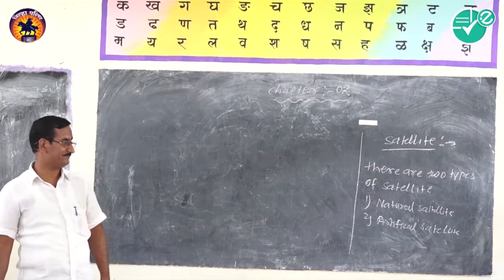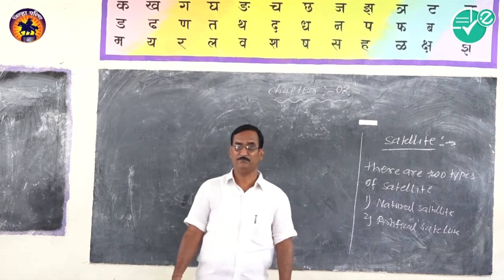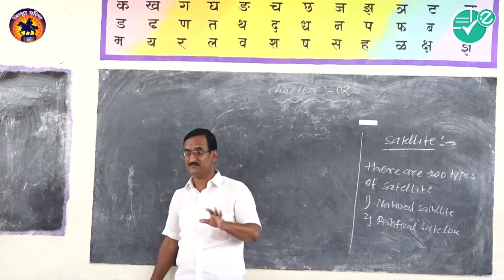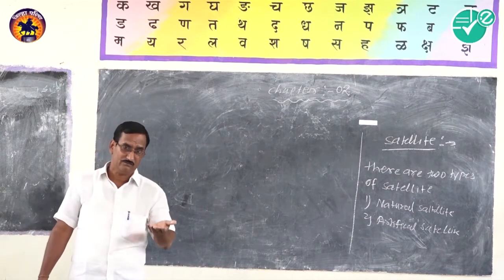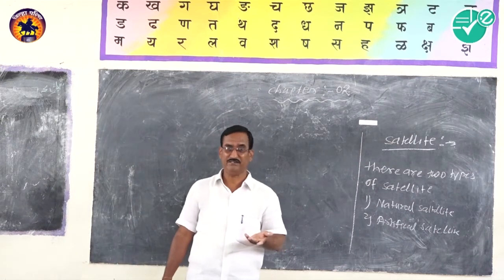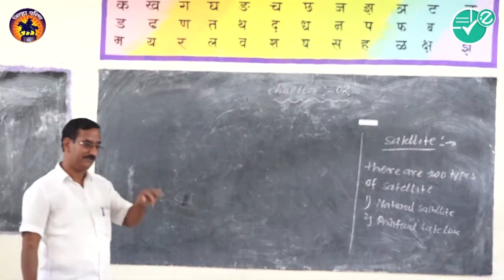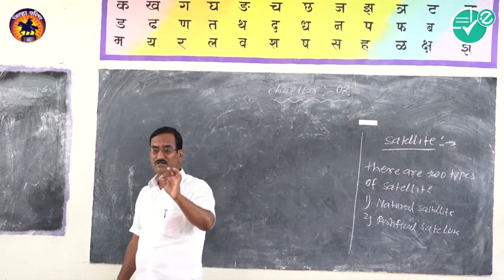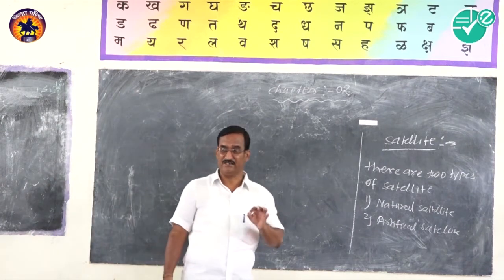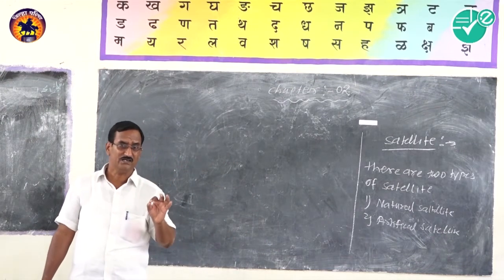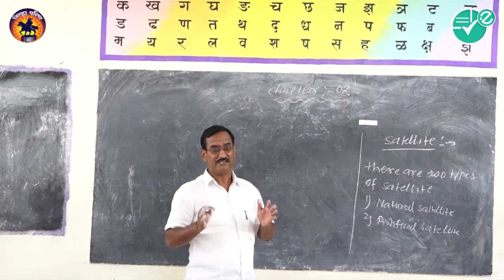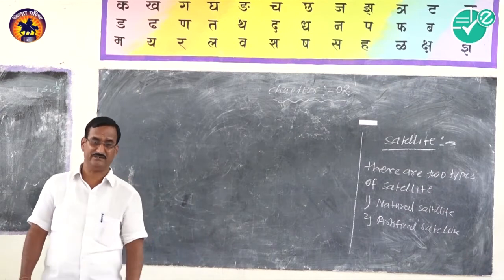The second type of satellite is the artificial satellite. A man-made satellite is known as an artificial satellite. Aryabhatta, Rohini, Apple, INSAT 1A, 1B, SLV1, SLV2 are artificial satellites. Recently, India launched the communication satellite GSLV5, a recent example of an artificial satellite.